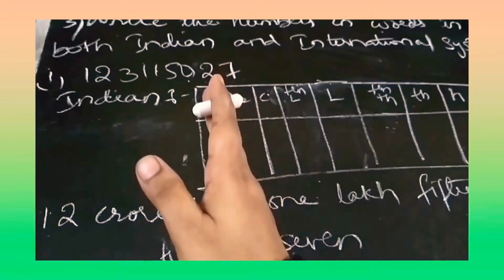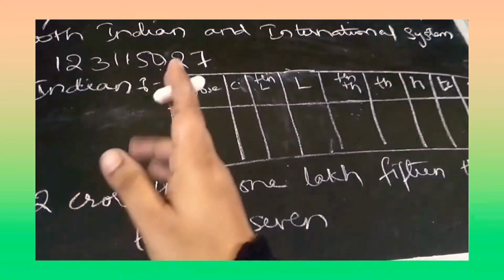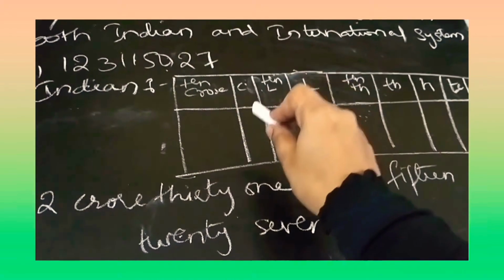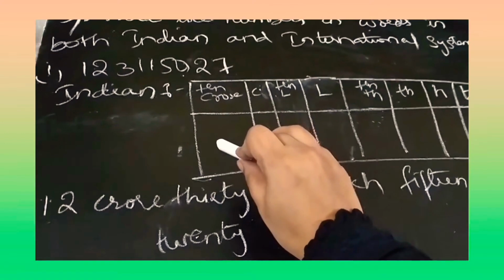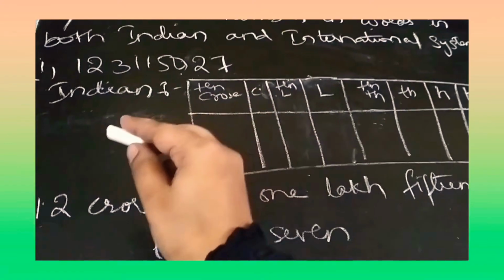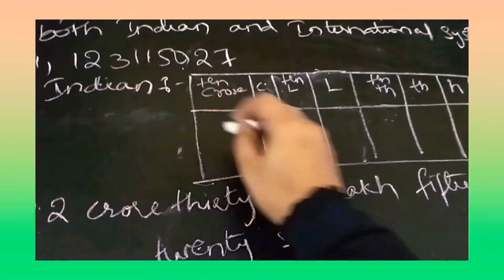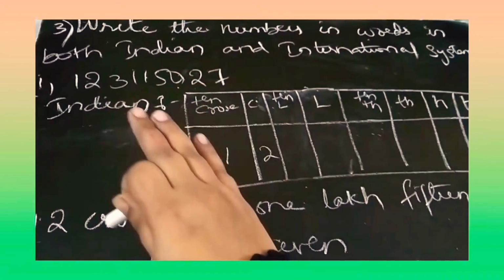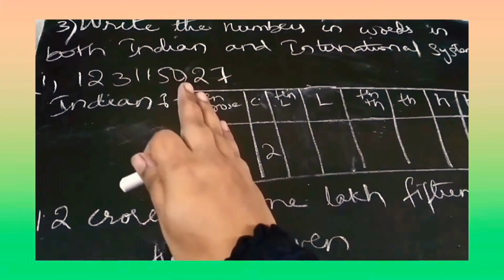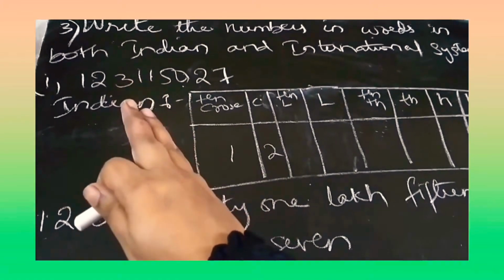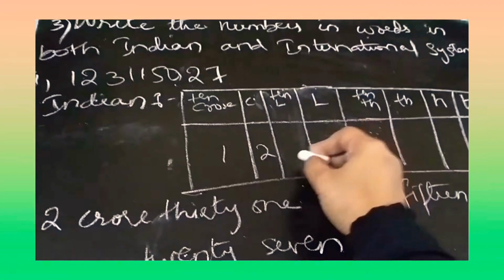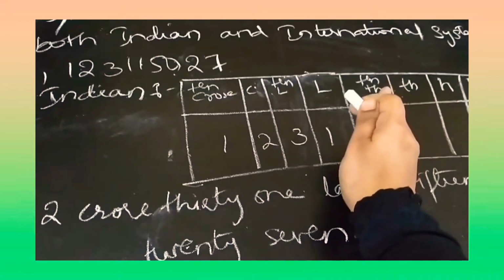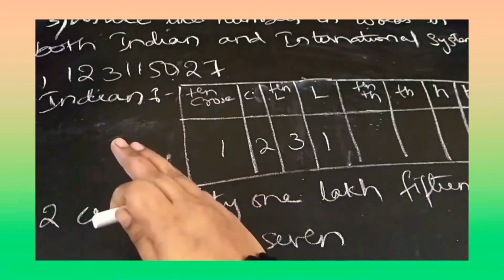Ones, tens, 100. What is an Indian system? It is ones, tens, 100, 1,000, 10,000, lakh, 10 lakh, crore, 10 crore. So here it is 12 crore. Then ones, tens, 100, 1,000, 10,000, lakh, 10 lakh. 10 lakh means it is 31 lakh. Then 10,000. 10,000 means what you have to take?